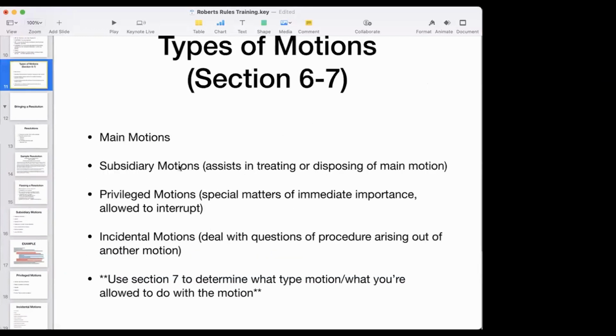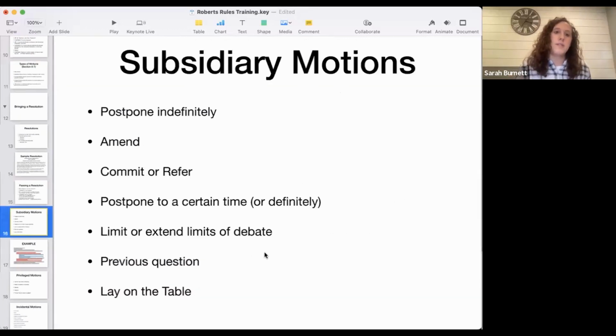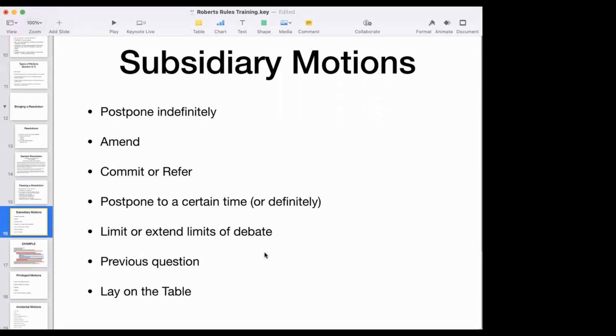Remember, the subsidiary motions assist in treating or disposing of the main motion. So here are the subsidiary motions. Postpone indefinitely means what it sounds like: I move to postpone indefinitely. Amend, I'm going to cover that in detail. Commit or refer means this is complicated enough that we want to send it to a committee to do research and bring it back, or we want to refer this decision to another subcommittee.